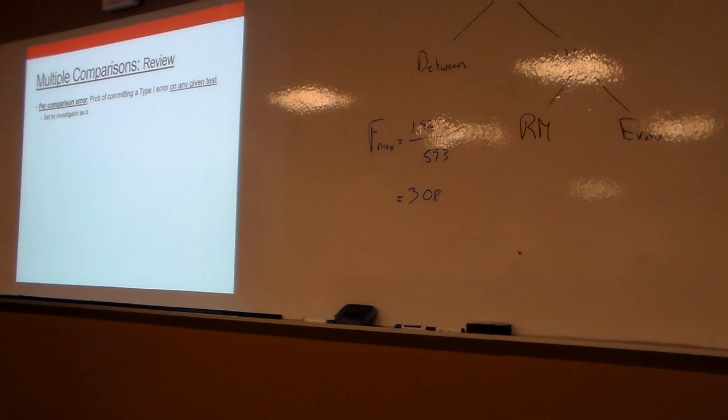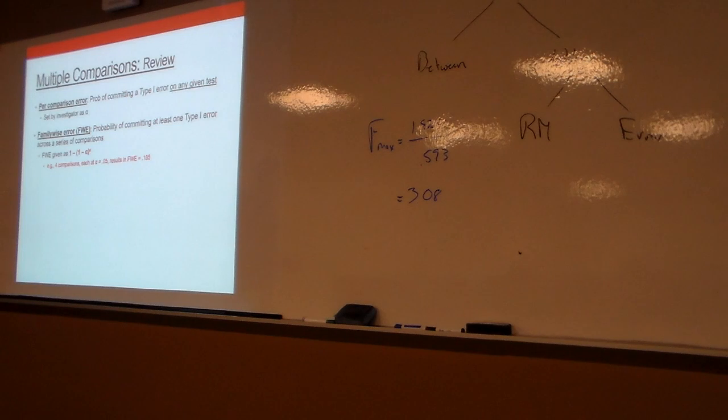So, review from last semester. A couple things we need to be thinking about in terms of developing a strategy. We want to think about our per comparison error rate. This is the probability of a type 1 error for any given test. This is just our alpha level. It says that for this specific test, this is the likelihood I'm willing to accept of making a type 1 error, where I say there is an effect in the population when there's actually not.